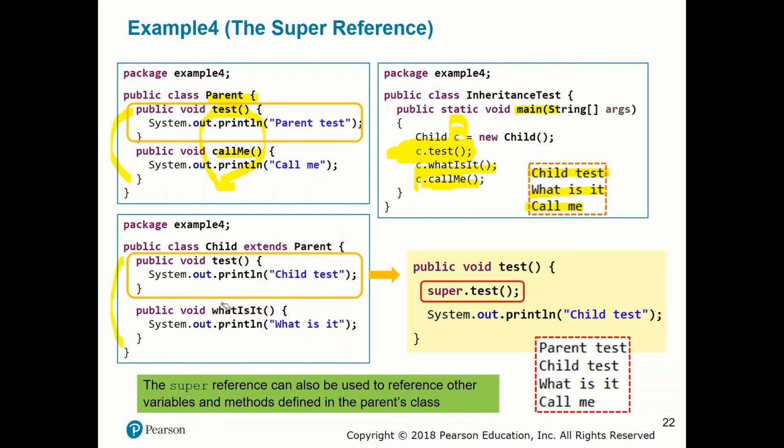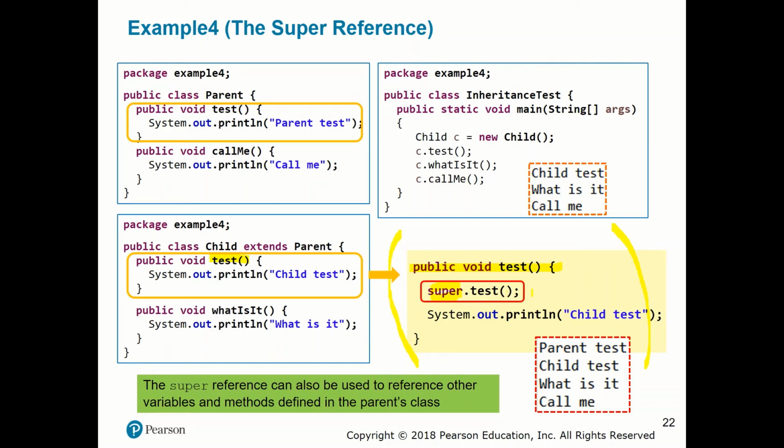Okay, I want to erase all the stuff here. Yes, here. See, I changed this test method like this. Inside the test method, super.test. Super means my parent. So this is the child test method. Inside the child test method, super.test is called.